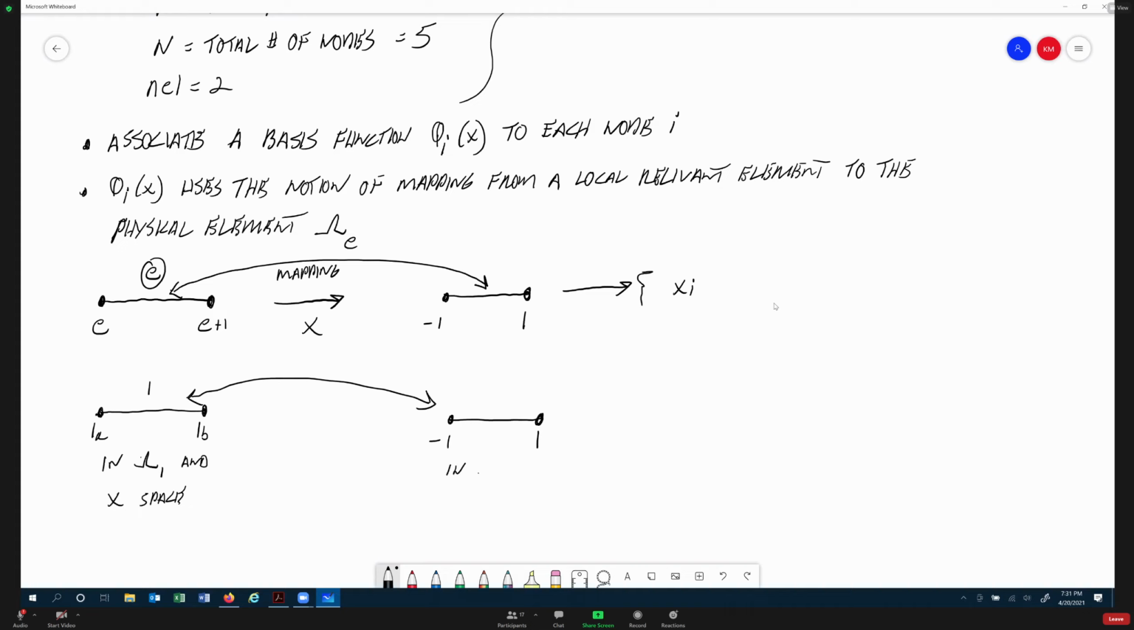And we're still in this omega 1 space, if you will. But a lot of times it's referred to as omega naught. It's essentially the same space, in this xi space.